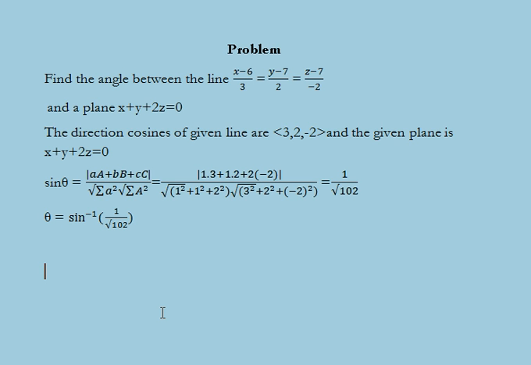With this, we conclude this lecture based on finding the angle between a line and a plane and the distance between a plane and a point.